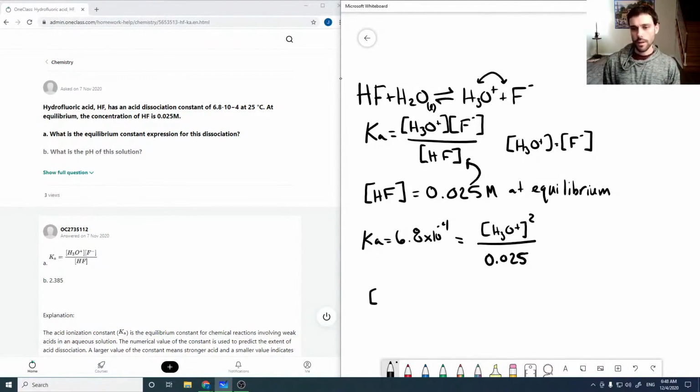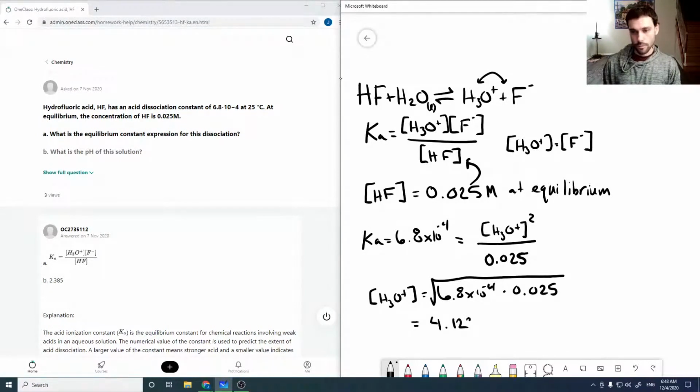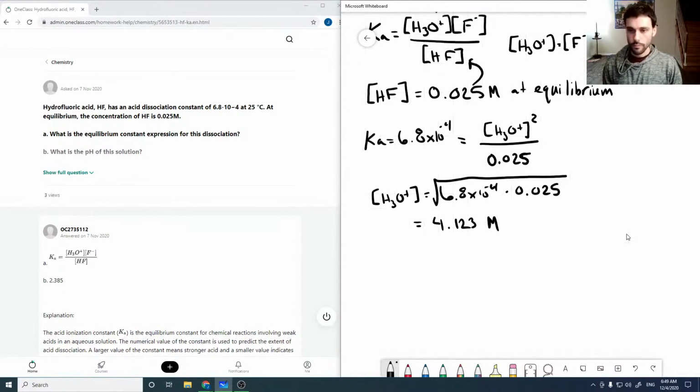Okay, and so H3O plus is equal to 6.8 times 10 to the minus 4 times 0.025, all square rooted. And if you work through this, you'll get 4.123, and then you can add in units at the end, appropriate for the quantity. And then our pH, that would be a giant concentration, 4.123 times 10 to the minus 3.